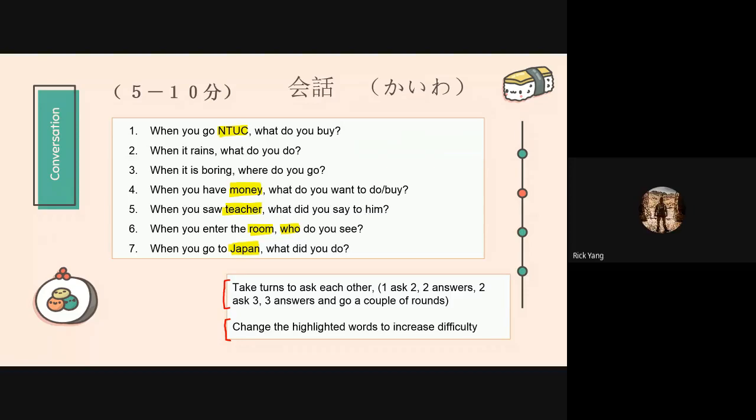Okay. Cinema is eiga kan. Eiga kan ni iku. Is that right? Like, go to the cinema. Ikimasu. You end with the masu. Okay.